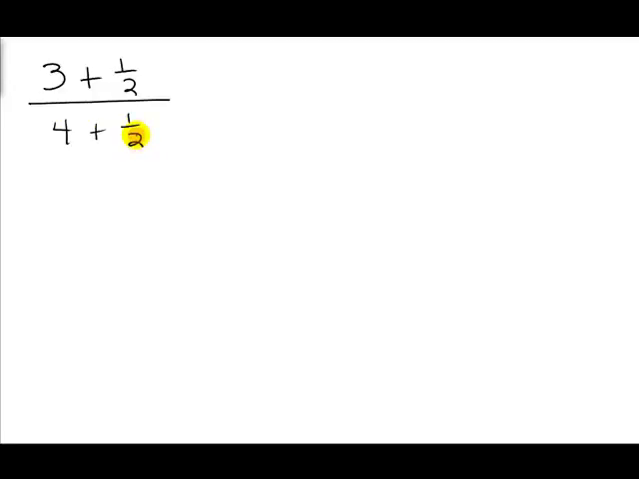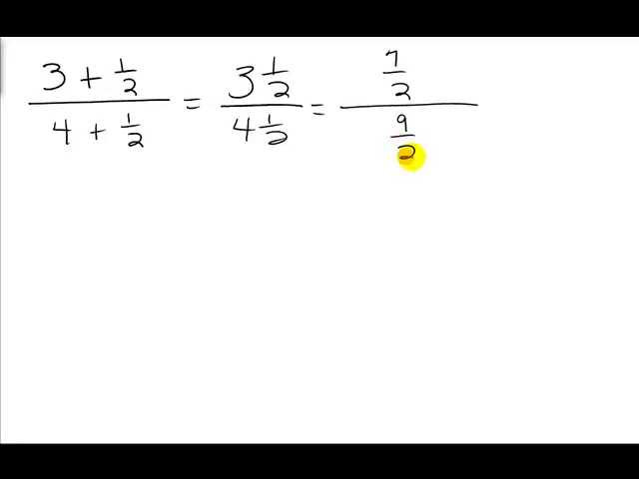Here we have an interesting complex fraction. We can go ahead and add these. These are going to be easy to add. 3 plus 1/2. We're talking 3 and 1/2. 4 and 1/2. If we change these to improper fractions, I'd have 7/2. 4 times 2 is 8 plus 1, 9/2.